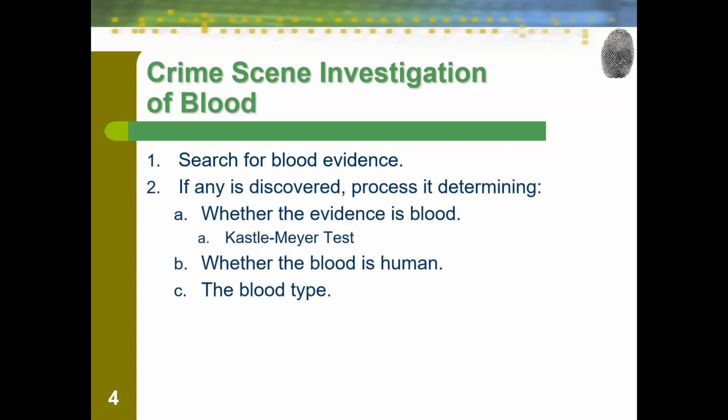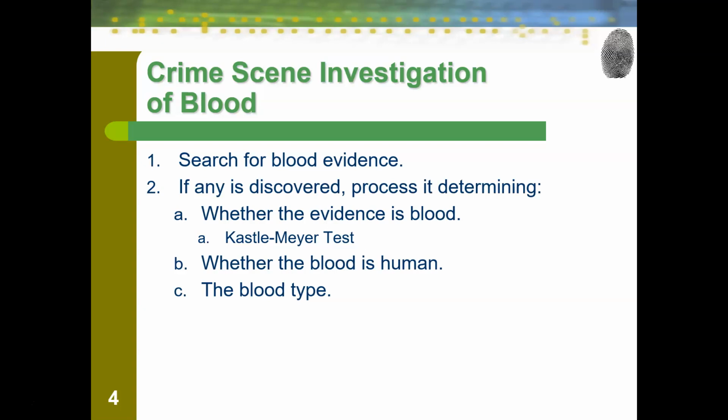If you do discover any blood, the first thing you want to do is determine whether the evidence is actually blood. A lot of things can look like blood that aren't blood, like ketchup or cranberry juice, things that have a red color could mislead investigators. So we want to perform what is called the Kastle-Meyer test, which you will be performing in class. The Kastle-Meyer test allows us to determine whether something is blood or isn't blood.